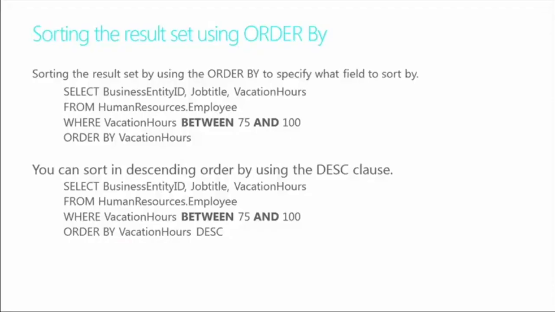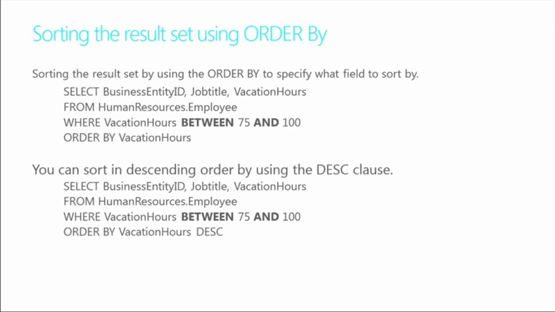Now the bad thing right now is we're getting data dumped out to us, but we might want some sort of order to it. What we're going to do now is sort the result set using the ORDER BY clause. We're going to take the same command we had in a previous slide: select business ID, job title, and vacation hours from employees, where vacation hours between 75 and 100, and order the content that's displayed to me by vacation hours. So the default is ascending. So anybody who has 75 hours is going to show up first on the list, 76, 77, all the way down to 100. So I'm going to actually specify how I want that content returned to me.